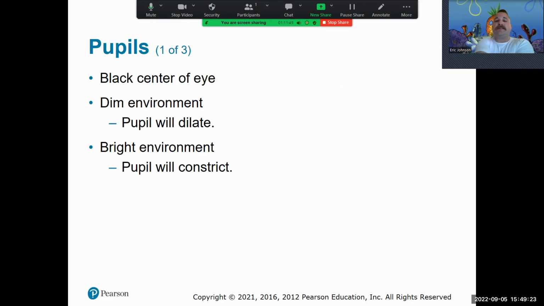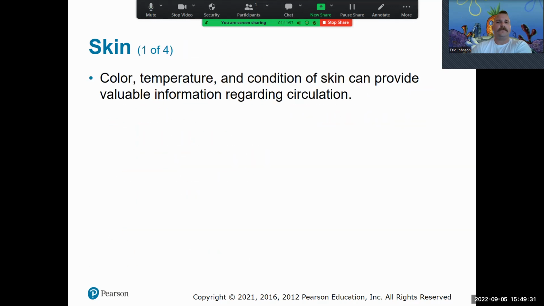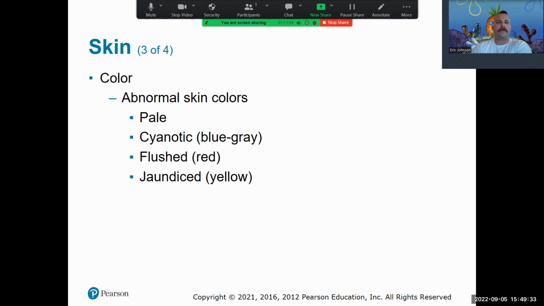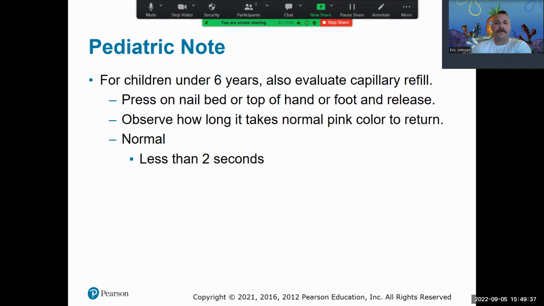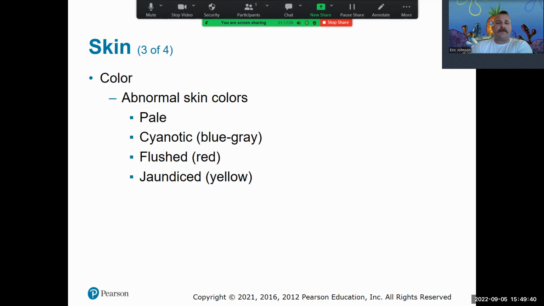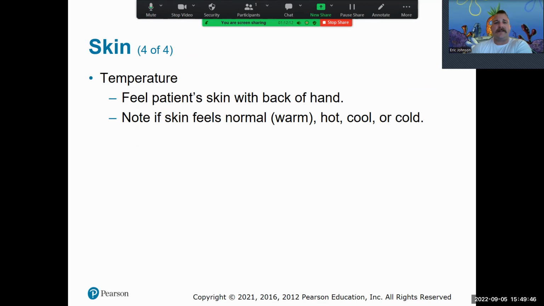Moving forward away from skins, we have pupils. Wait a minute. Wait. I'm doing this live. Am I missing some slides here? Okay, I'm going to go back here real quick. Color, we talked about. Temperature, we talked about. We didn't talk about condition.